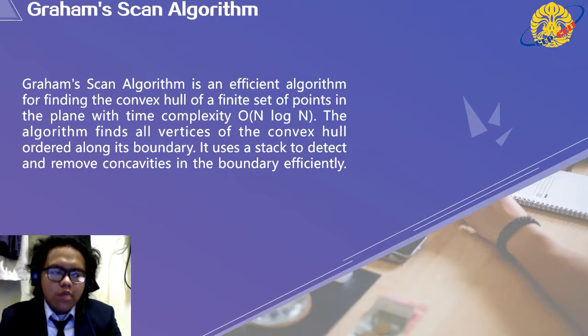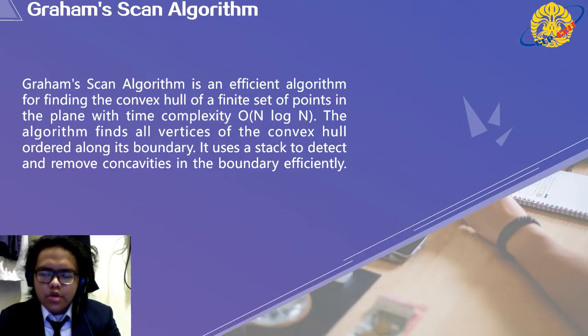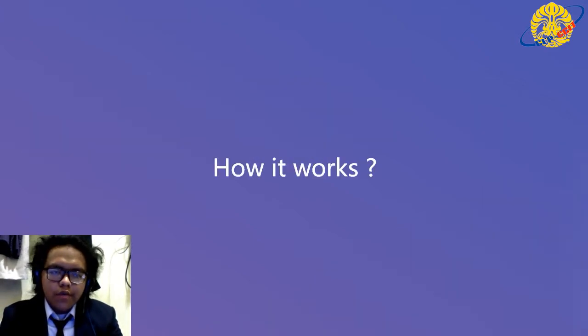It is named after Ronald Graham, who published the original algorithm in 1972. In the Jarvis algorithm for convex hull, the worst case time complexity is O(n^2). But using the Graham scan algorithm, we can find the convex hull in O(n log n) time. So how does it work?